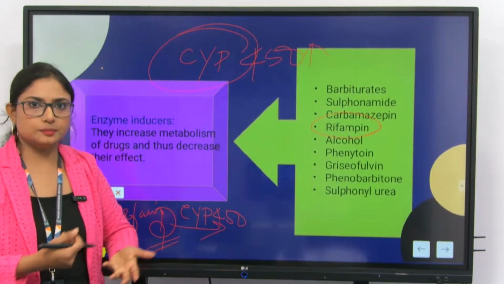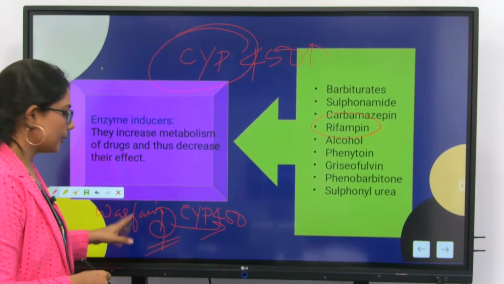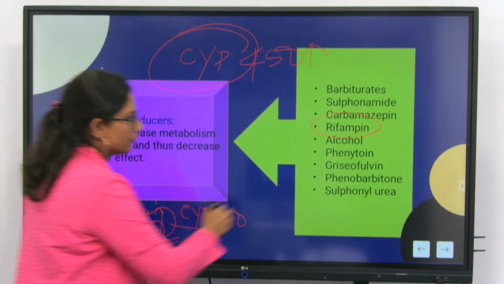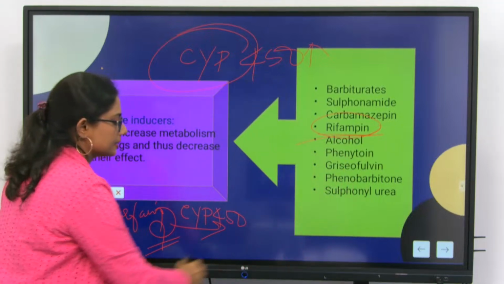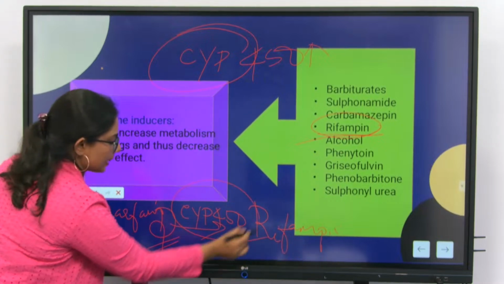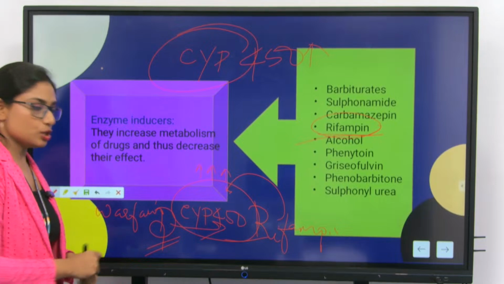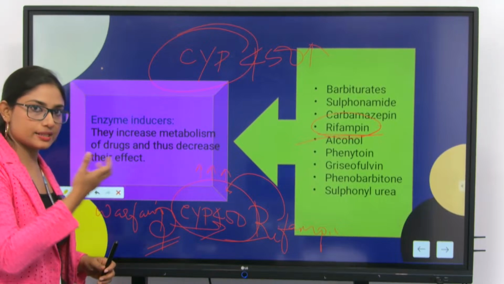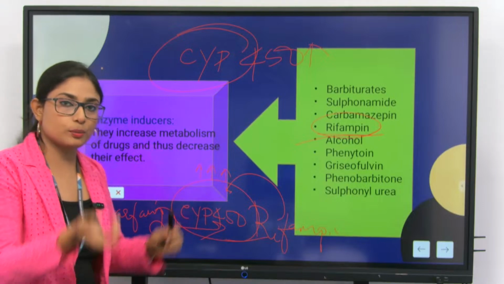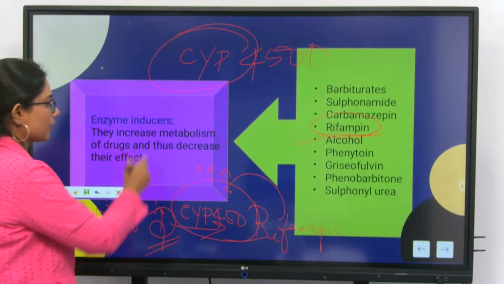After some days, the patient is complaining that the blood is still clotting, because of the effect of rifampin. Rifampin is an inducer of the CYP enzyme. That means rifampin will induce the effect of the CYP enzyme. So more CYP450 is getting activated, and more warfarin is getting metabolized. Before showing its effect, it is just getting metabolized and excreted out. This is the effect of an inducer.